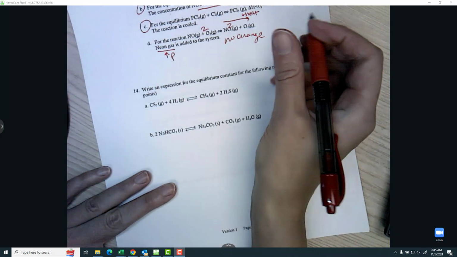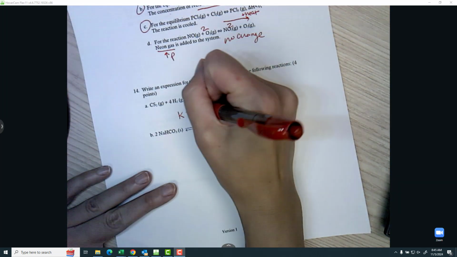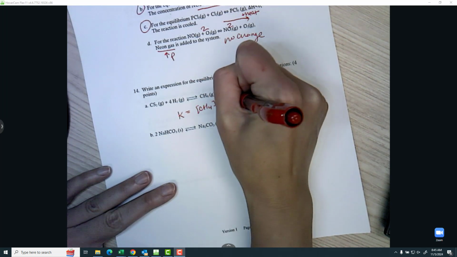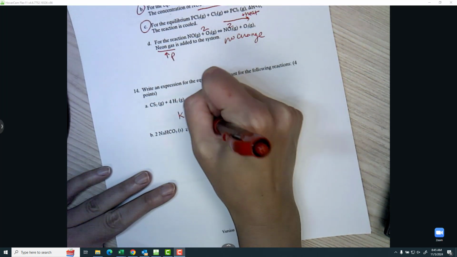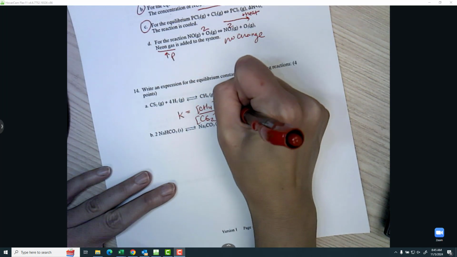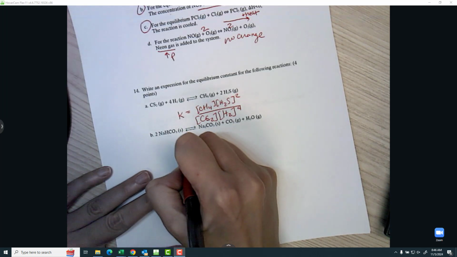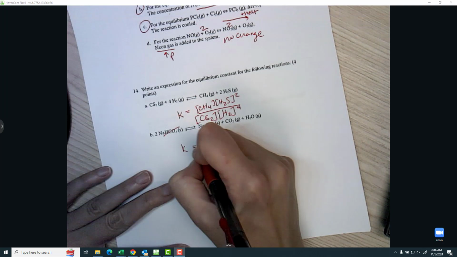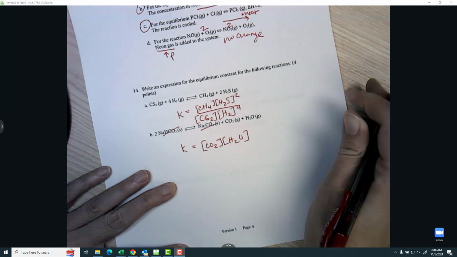All right, writing our Ks, remember products go on top, reactants go on the bottom, and stoichiometric coefficients become powers. So I'll have CH4, H2S squared on top, CS2 and H2 to the 4th on the bottom. For the second one, remember we're only including gases and aqueous, so I'm canceling out my solids, and I would just have CO2 times H2O.